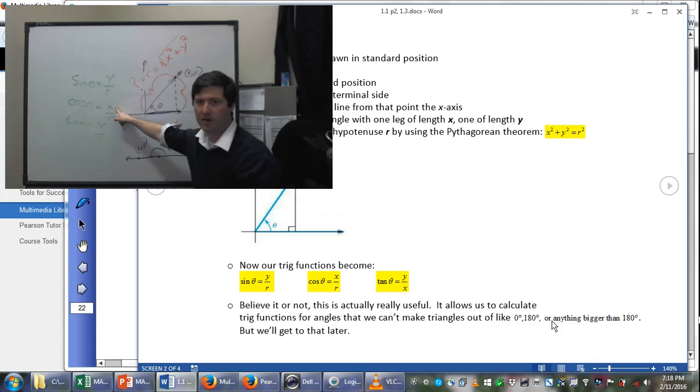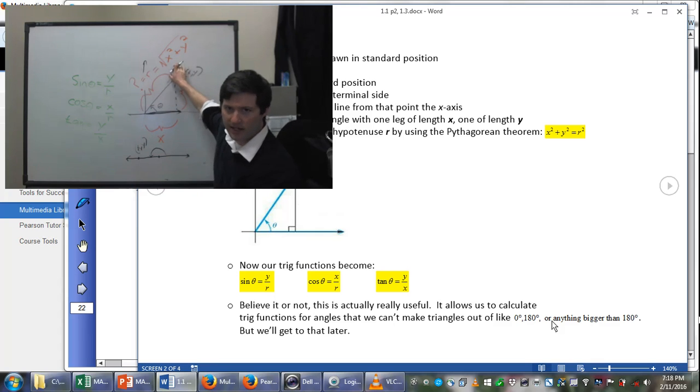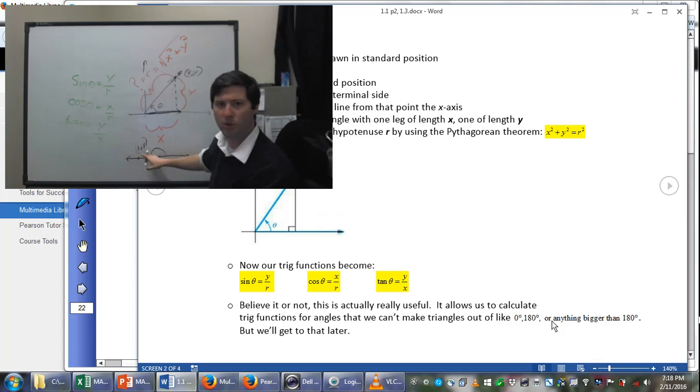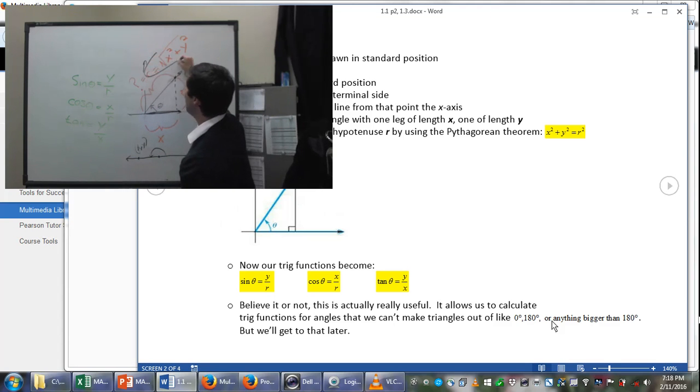It allows us to calculate things we can't make triangles out of, like 0 degrees, 180 degrees, or anything bigger than 180 degrees. Yeah, I mentioned that one specifically, 180 degrees, because that's not an obtuse triangle. That's not an acute triangle. You're going to have a hard time making anything around 180 degrees. But you're welcome to try it.